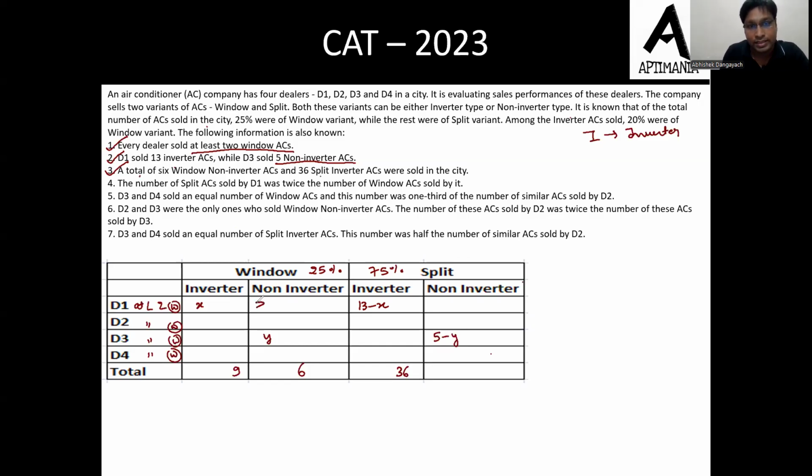So let us assume this to be Z and this to be A for once, right? Now we know that X plus Z, this is the sale of window AC by D1. And twice of this must be equal to the sale of split AC by D1, and that is 13 minus X plus A. So on solving this, we'll have A as 3X, right, plus 2Z minus 13. So let us remove this A and simply we can write over here 3X plus 2Z minus 13.